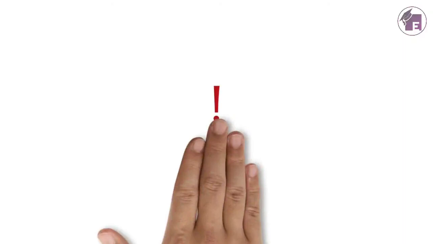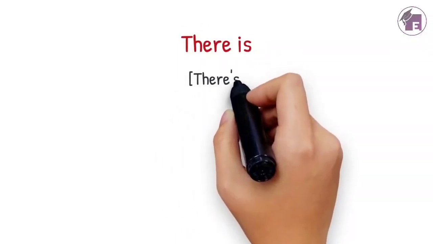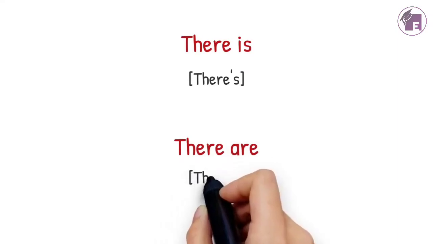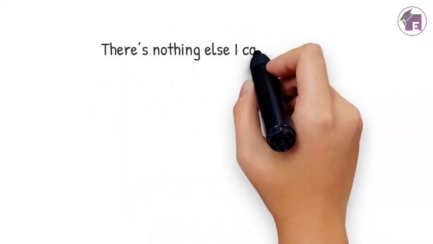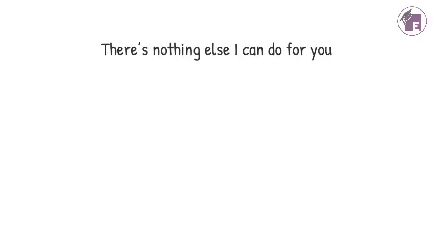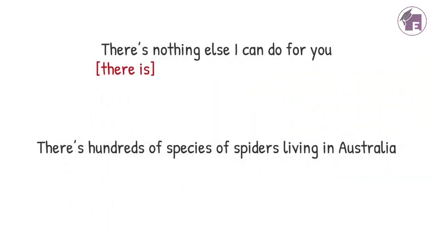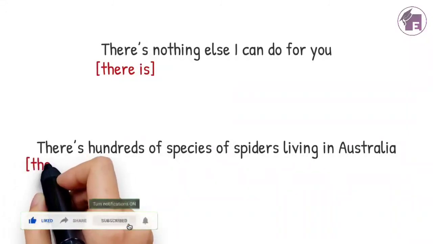Also, I want to tell you an interesting phenomenon. The contraction of there is is there's. And the contraction of there are is also there's. For example, there's nothing else I can do for you. There's is the contraction of there is. There's hundreds of species of spiders living in Australia. There's is the contraction of there are.